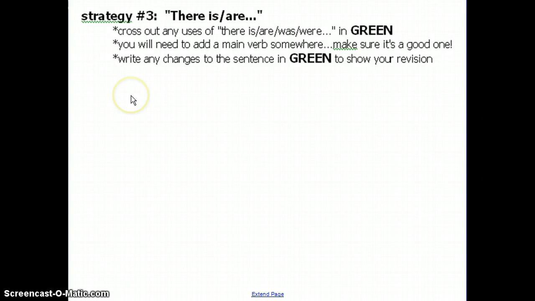Strategy number 3 we talked about last week. I want you to get out a green pen or crayon or colored pencil or gel pen and cross out anywhere that you use the words there is, there are, there was, there were, there will be, and think about what it is that that sentence is really about, because it's not about there. If you're saying there are many knights attacking our village, then don't start your sentence with there. Start your sentence with the many knights and describe them and what they're doing. Okay, so right now you should get out a green pen, go through your paper, and look for anywhere that you used there is or there are.